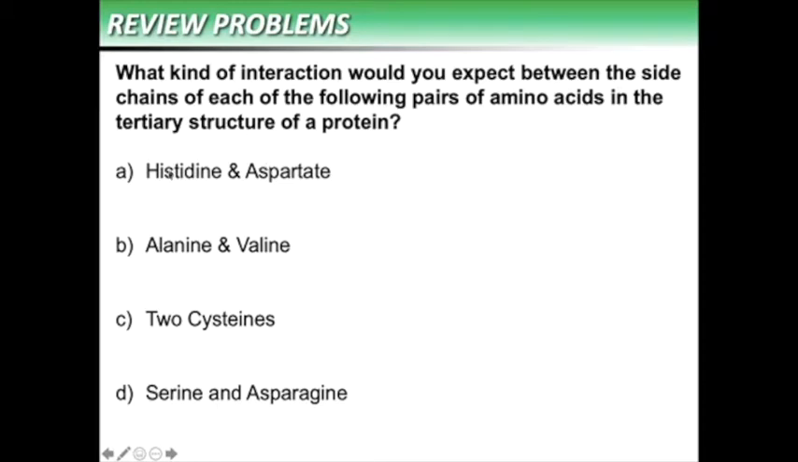Histidine and aspartate, basic amino acid, acidic amino acid. This one's going to be negative because it's lost its H+. This one's going to be positive because it's picked up an H+. This is going to give you a salt bridge.